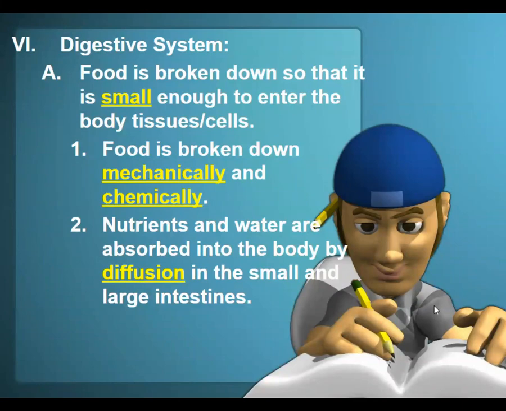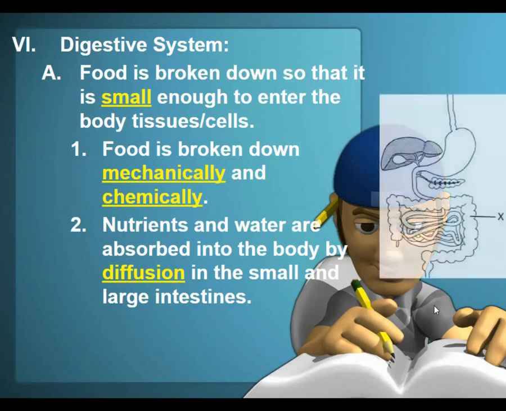Then we move on to your digestive system. This is where food is broken down so it's small enough to enter the blood and get into your tissues and cells. Food is broken down first mechanically by chewing it and then chemically. Nutrients and water are absorbed into the body by diffusion in the small and large intestines.